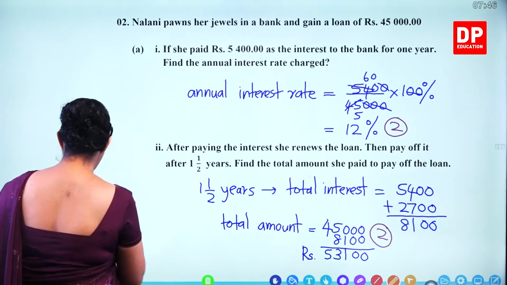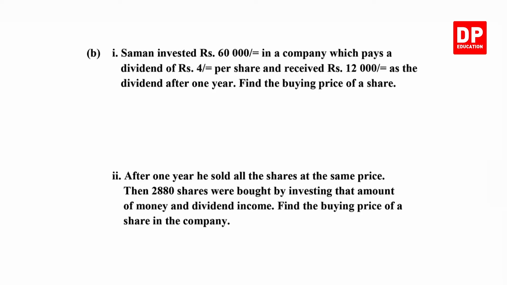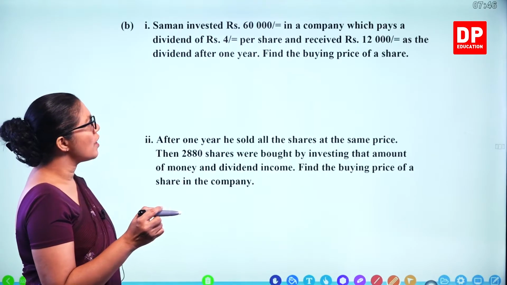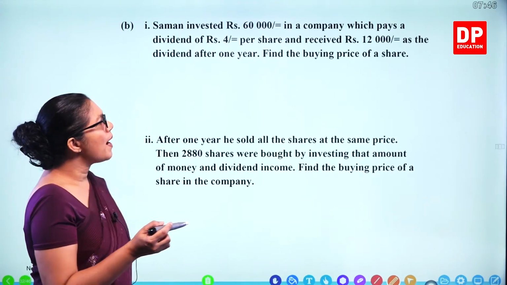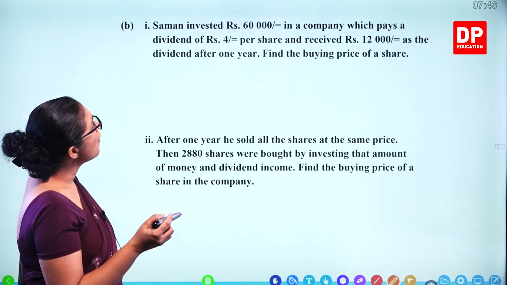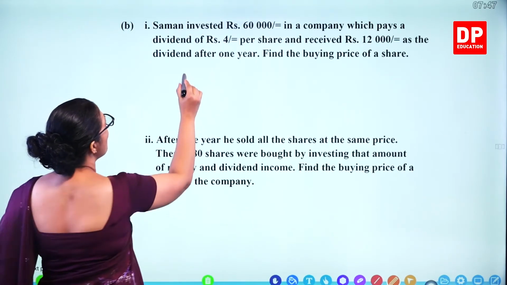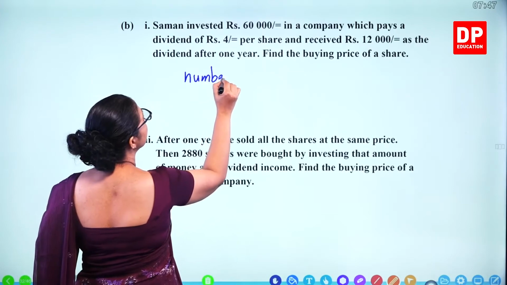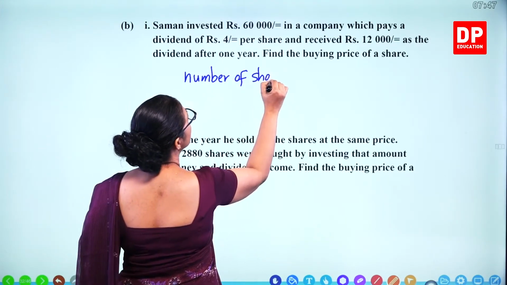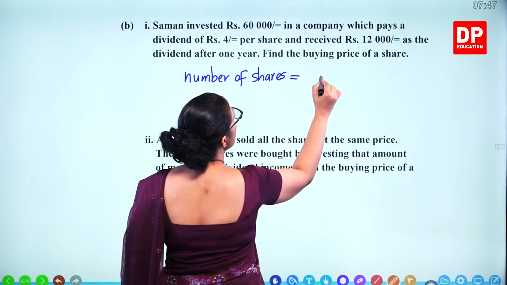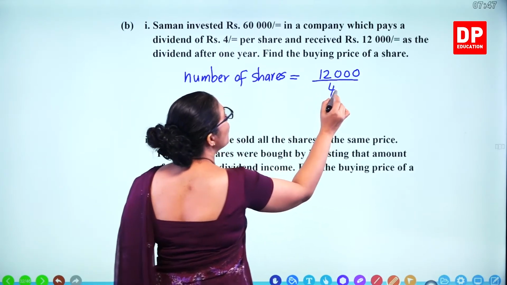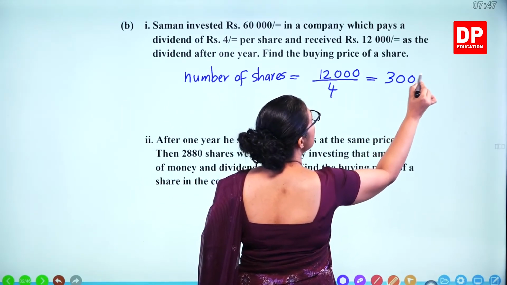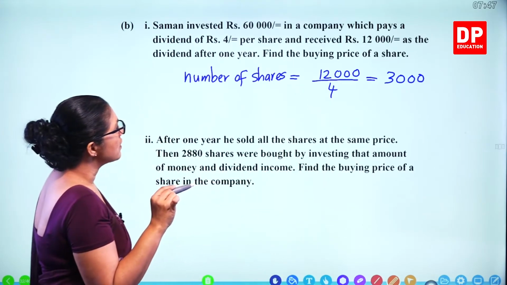Now let's take the next part. Someone invested 60,000 rupees in a company which pays a dividend of 4 rupees per share and received 12,000 rupees as the dividend after 1 year. Find the buying price of a share. So first we need to find out how many shares are there. So number of shares, 12,000, and the dividend per share is 4. Divide by 4, you get 3,000 shares he bought.